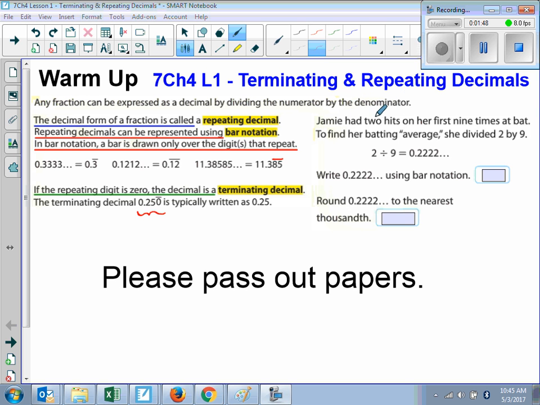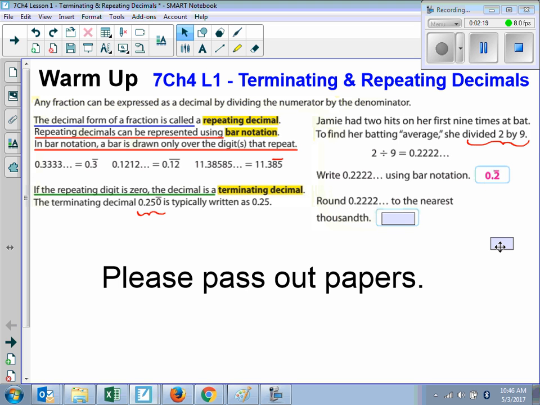So Jamie had 2 hits on her first 9 times at bat. To find her batting average, she divided 2 divided by 9. So when she divided the 2 divided by 9, she ended up with 0.2222 repeating. It goes on forever and ever. Now here, if we're going to write that using bar notation, what repeats? The 2 repeats. So when we write it using bar notation, we're going to write it with the bar over the 2.